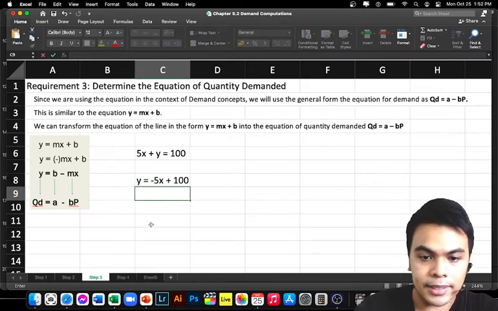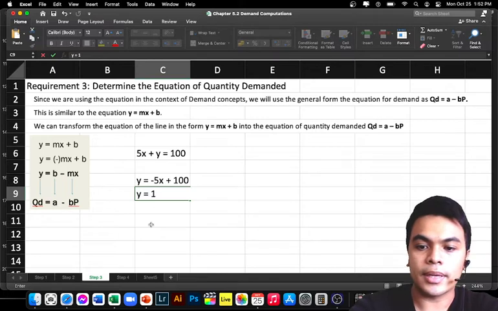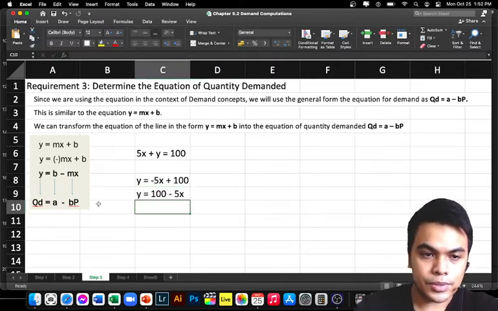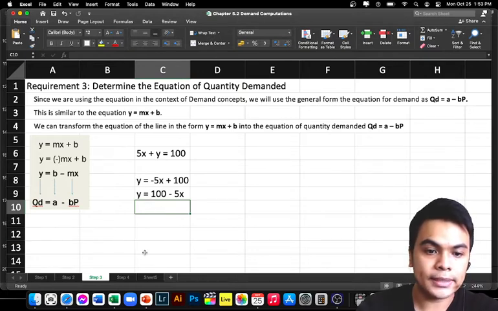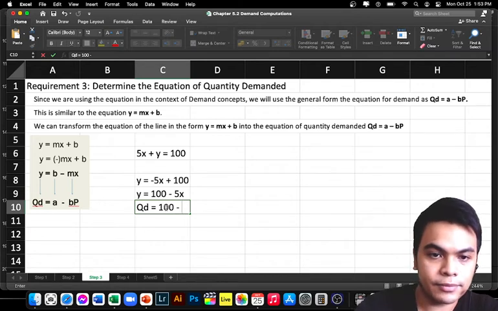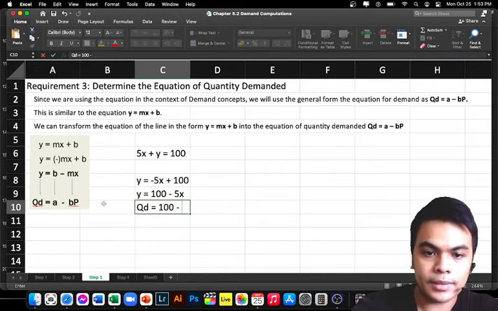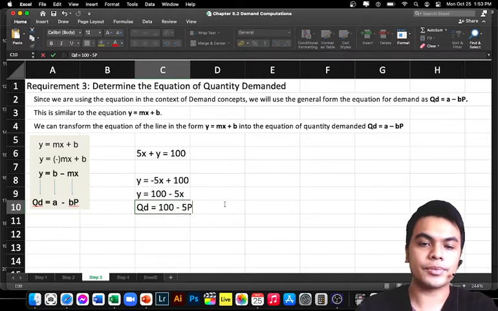Wait, ibaliktad pa natin para mas makita natin. So, pag-exchange lang natin yung 100 and negative 5x. Ayan. So, compare natin dito, y is now your QD. A is your 100, minus 5. 5 kasi is the B. Then, X will now represent the price.